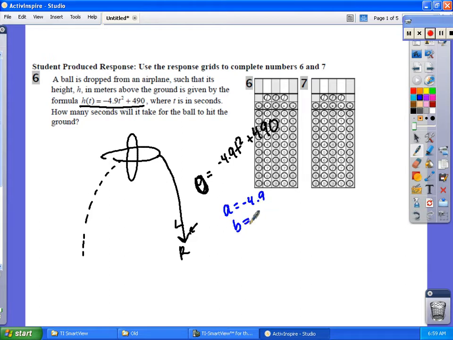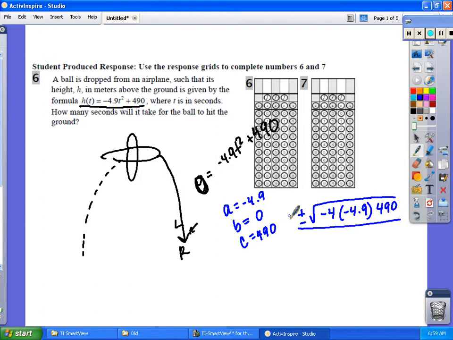B, it doesn't have a B, there's no x term, or I'm sorry, t term, so that's 0, and C is 490. So negative B would be negative 0 plus or minus the square root of B squared again, which is 0, minus 4 times A times C, which is 490, all over 2 times A, which would be 2 times a negative 4.9. So first of all, I want to do 4 times 4.9, and it's a negative times a negative times a positive. We're going to get a positive answer.